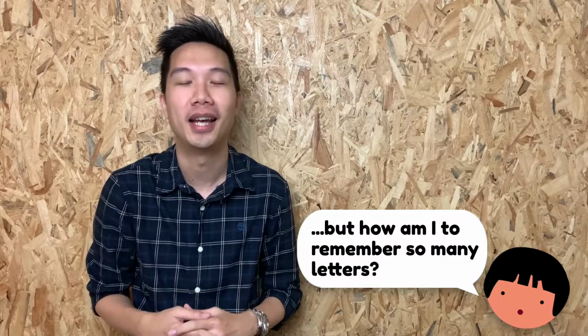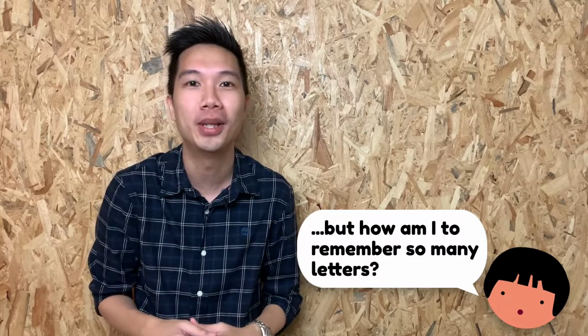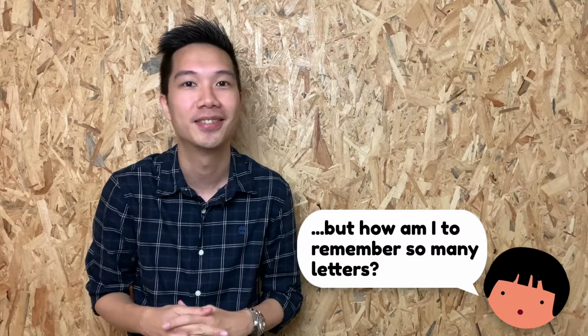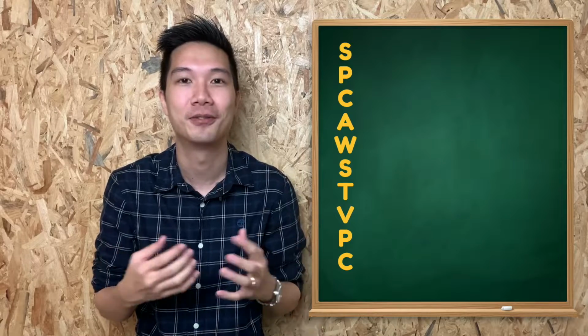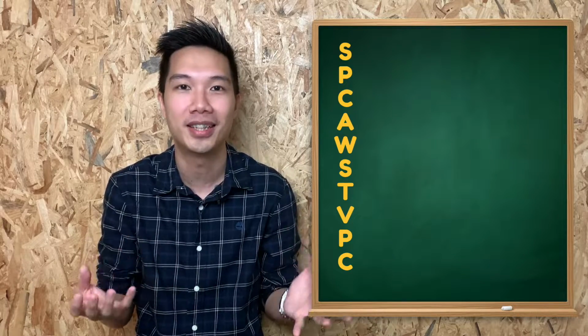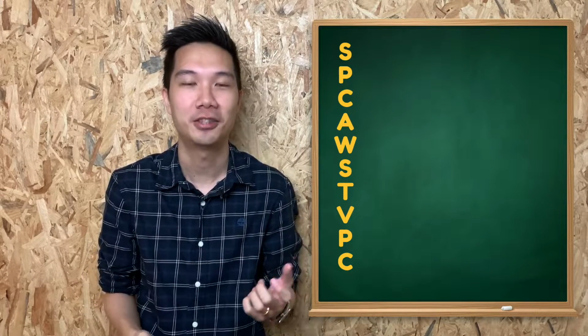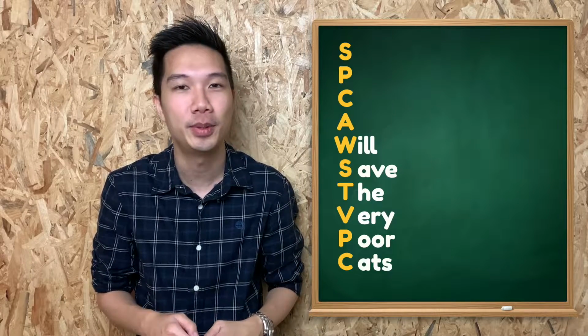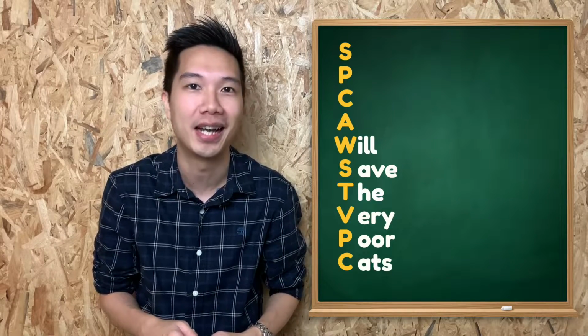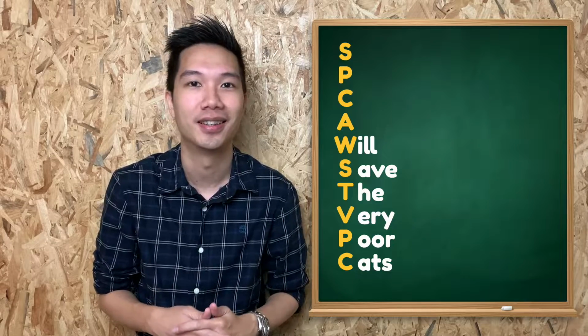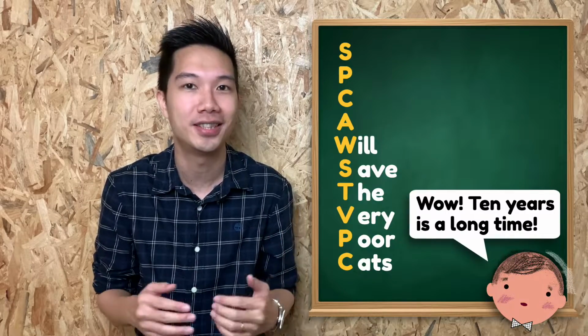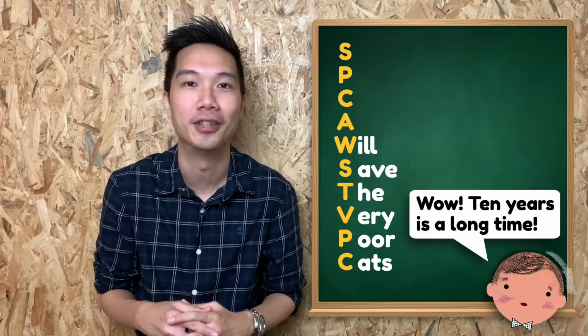The next question you might have for me is, how am I to remember so many letters in my practices? Fret not, I've thought of words for each letter that will make remembering them much easier. Just remember this short sentence: SPCA will save the very poor cats. I first used this sentence 10 years ago, and till this day, it still helps me to remember the error types.